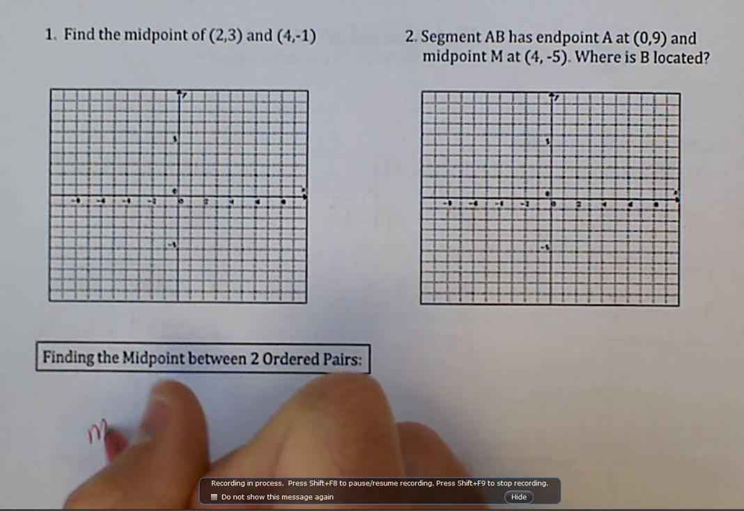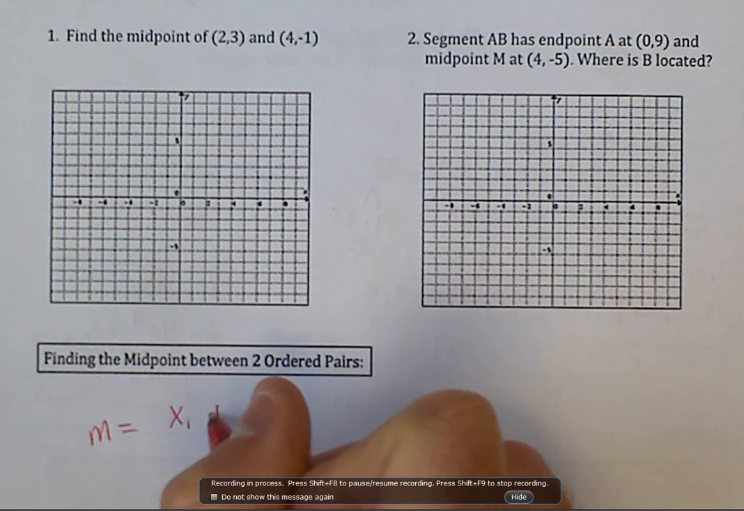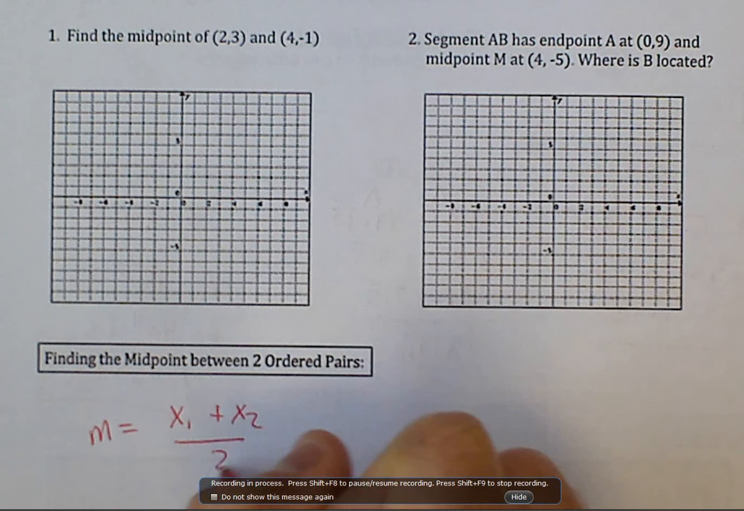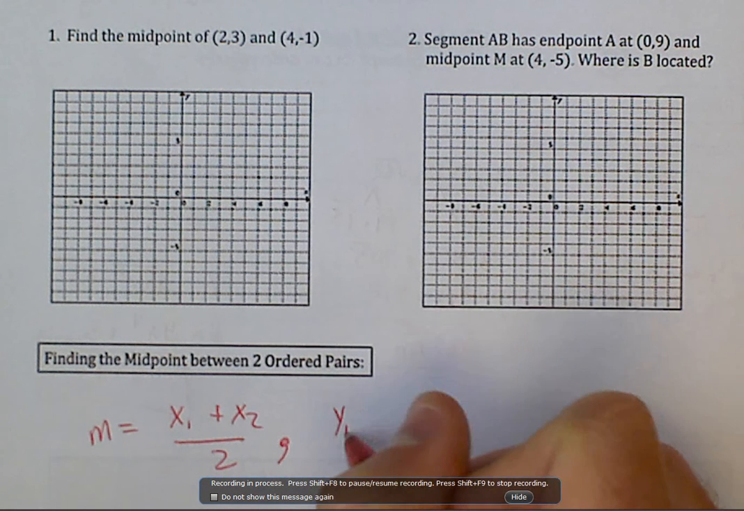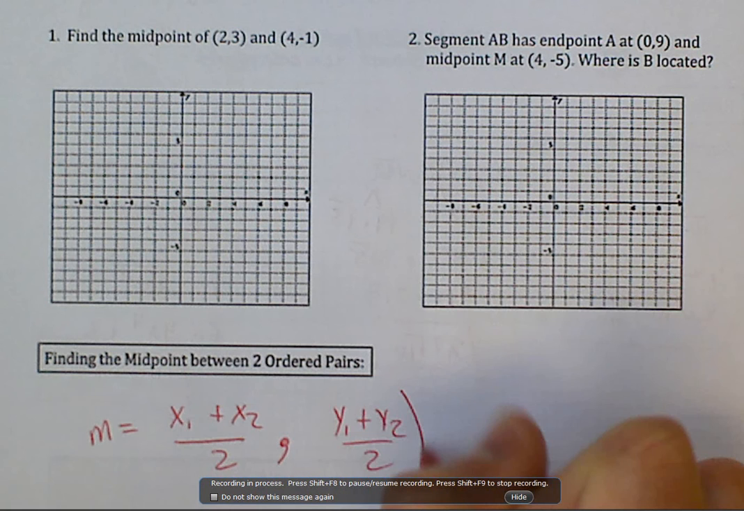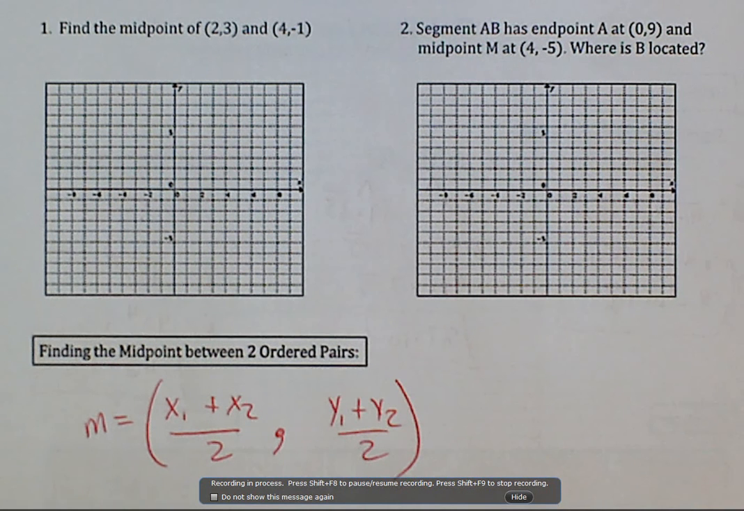M equals x1 plus x2 over 2, comma, y1 plus y2 over 2. The thing you need to remember about the midpoint formula is that your midpoint is a point. So you're not going to get like the midpoint equals 7 or the midpoint equals 4. It's going to be the midpoint as a point, like 2 comma 5 or whatever.